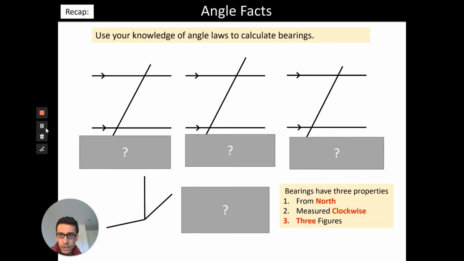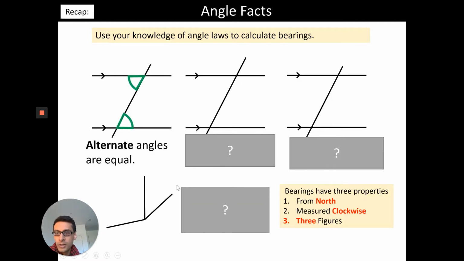Now, before we do the rest of this topic, I just need to recap angle facts with you. So you can see that when you have two parallel lines and a transversal going through them, there are various properties which appear. For example, alternate angles are equal. Alternate angles are angles which are on the opposite side of the transversal, in between the parallel lines.